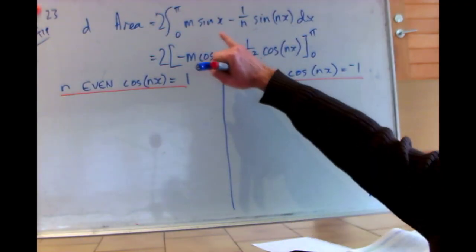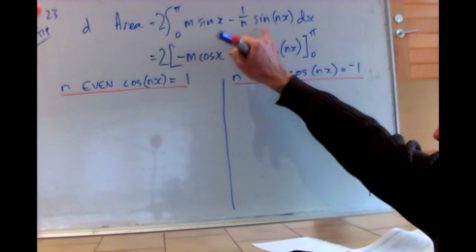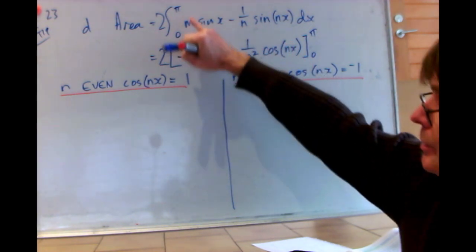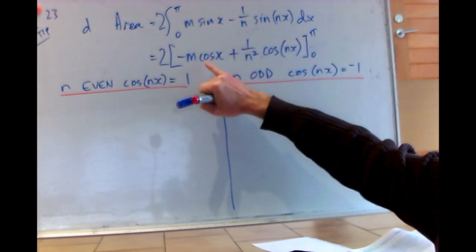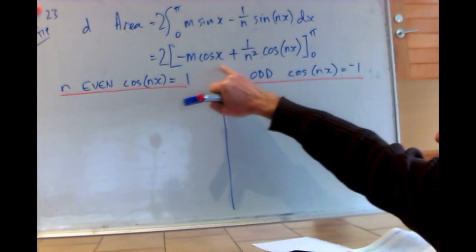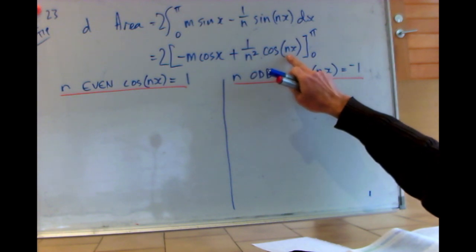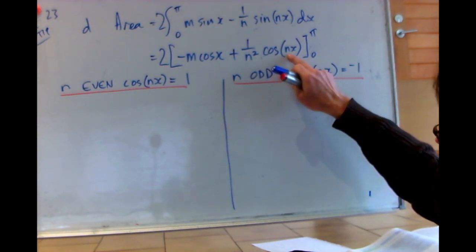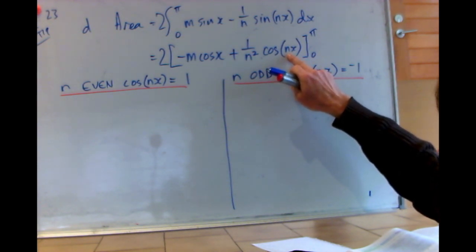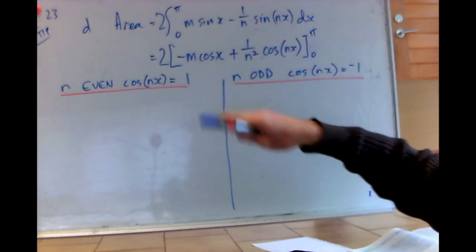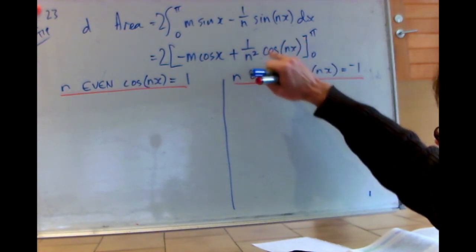Okay, for part D, the area enclosed between these two functions, we subtract them, we take the integral between 0 and pi and double it, so that's okay. If I do that integral, I get that. Now the key to this one is that if n is an even number like 2x, 4x, 8x, then when you substitute the pi into it, it'll be 2 pi or 4 pi or 8 pi, and for all of those, cos is going to come out to be +1.